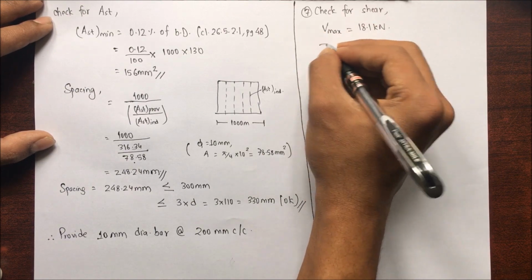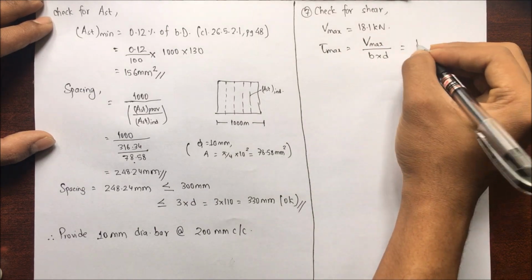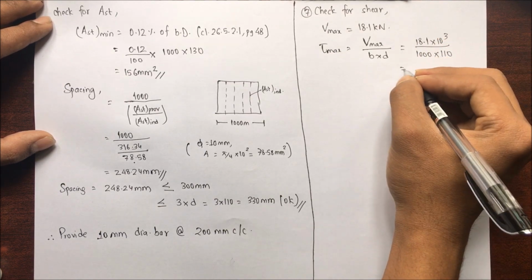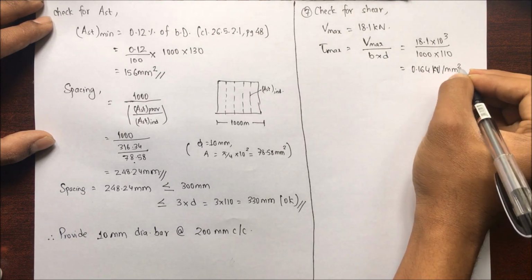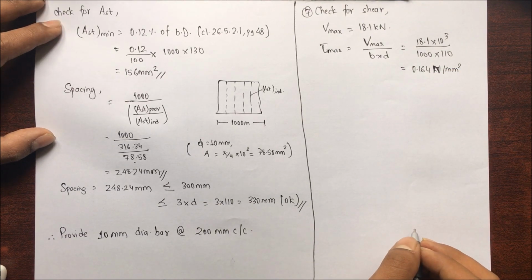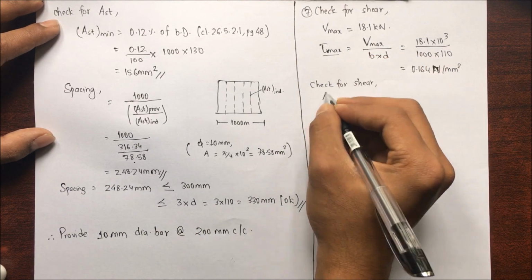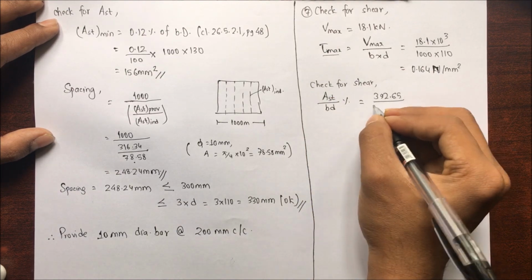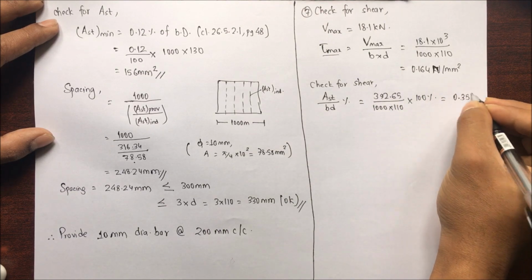Check for shear. Vmax is equal to 18.1 kilonewton. Tau max is equal to Vmax by B into D, that is area: 18.1 into 10 to the power 3 Newton divided by 1000 into 110. This comes at 0.164 Newton per mm square. Now let us check with the codal provision whether it is suitable or not. Ast by B D percentage: 392.65 by 1000 into 110 into 100 percentage. Now this comes at 0.356%.